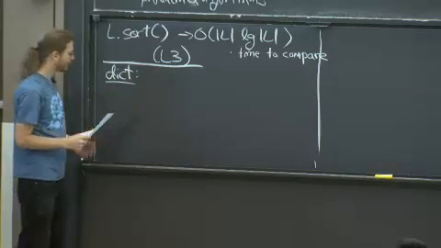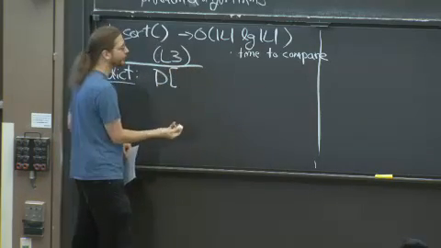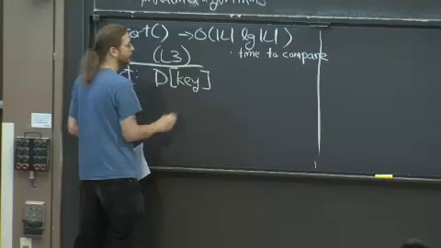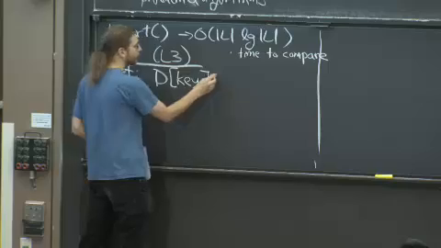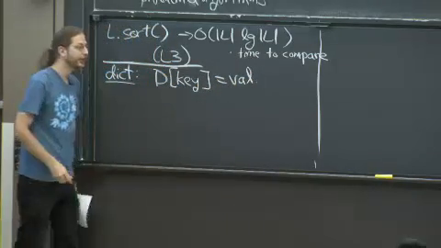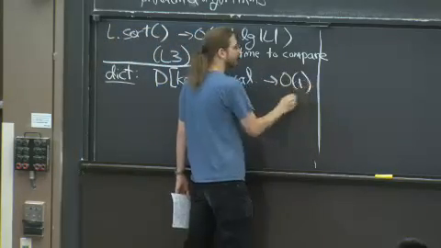Python calls them dicts. They're a generalization of lists in some sense. Instead of putting just an index here, an integer between 0 and the length minus 1, you can put an arbitrary key and store a value, for example. How long does this take? I'm not going to ask you, because it's not obvious.